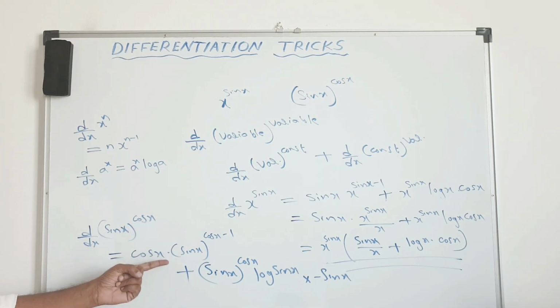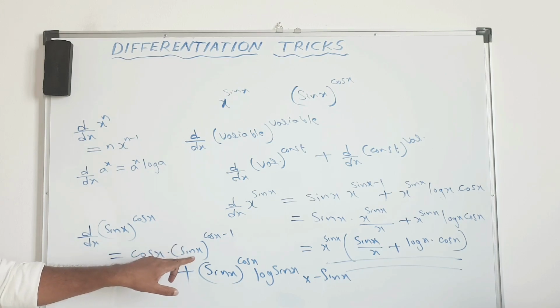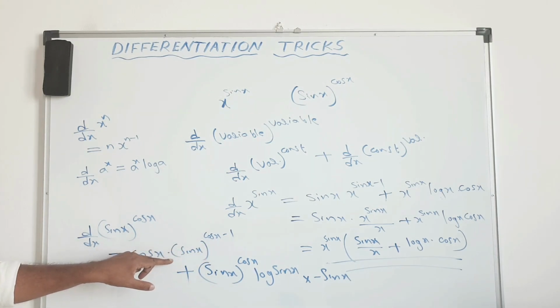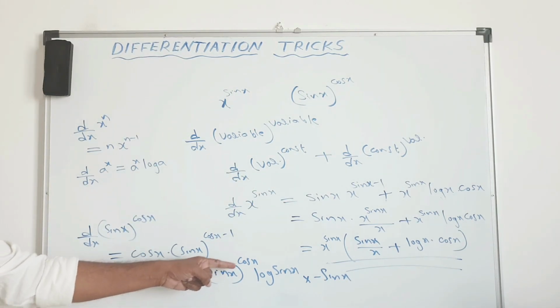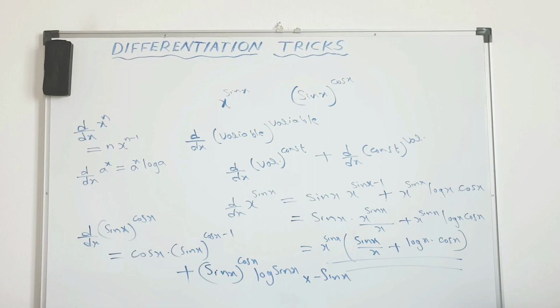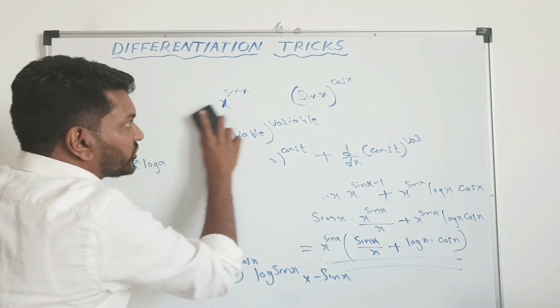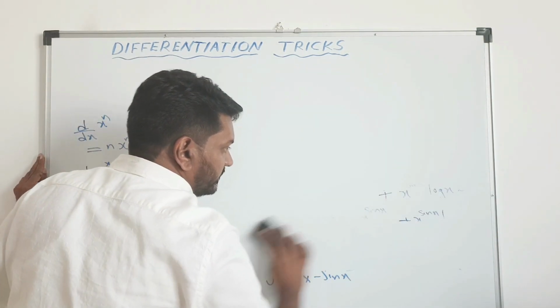So this is the differentiation of sin x raised to cos x. Your differentiation is finished. If you want, you can simplify further. You can write sin x raised to cos x divided by sin x, like we did in the previous sum. Then you can take sin x raised to cos x outside. Now we will do one more question based on the same method.